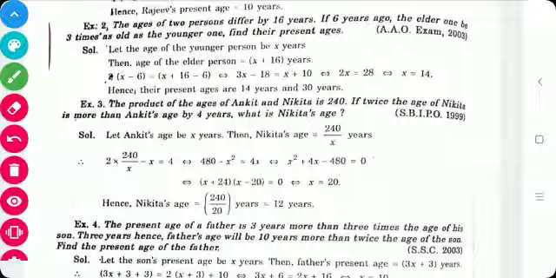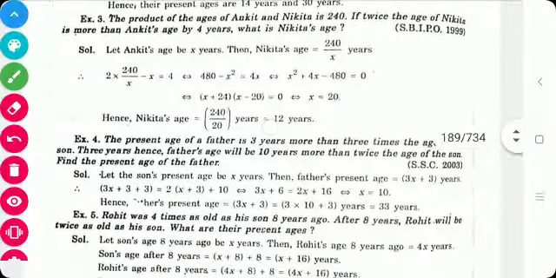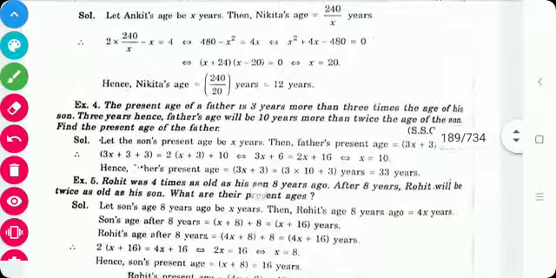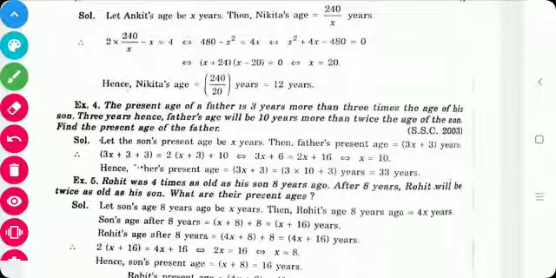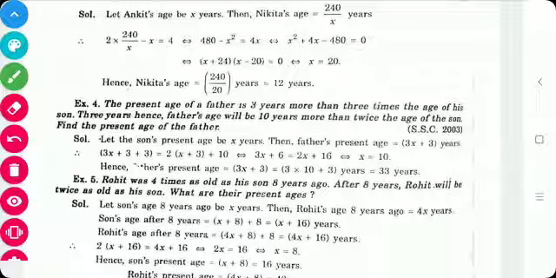Okay. Then the next problem is: the present age of a father is 3 years more than 3 times the age of his son. We will see it one by one. The present age of the father is 3 years more than 3 times the age of his son. For example, let the son's present age be x years. So the father's age, 3 years more than 3 times the age of the son, is 3x plus 3.